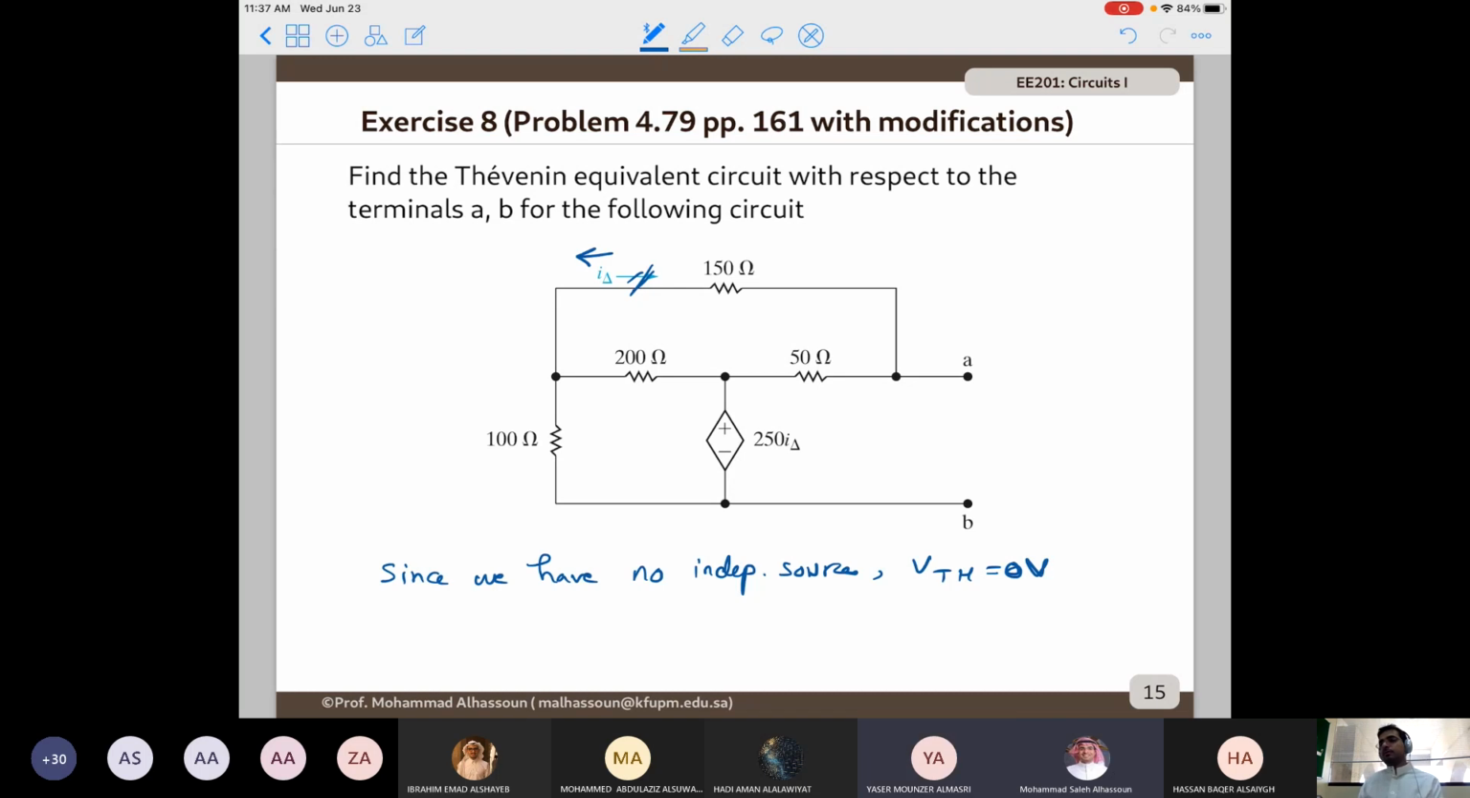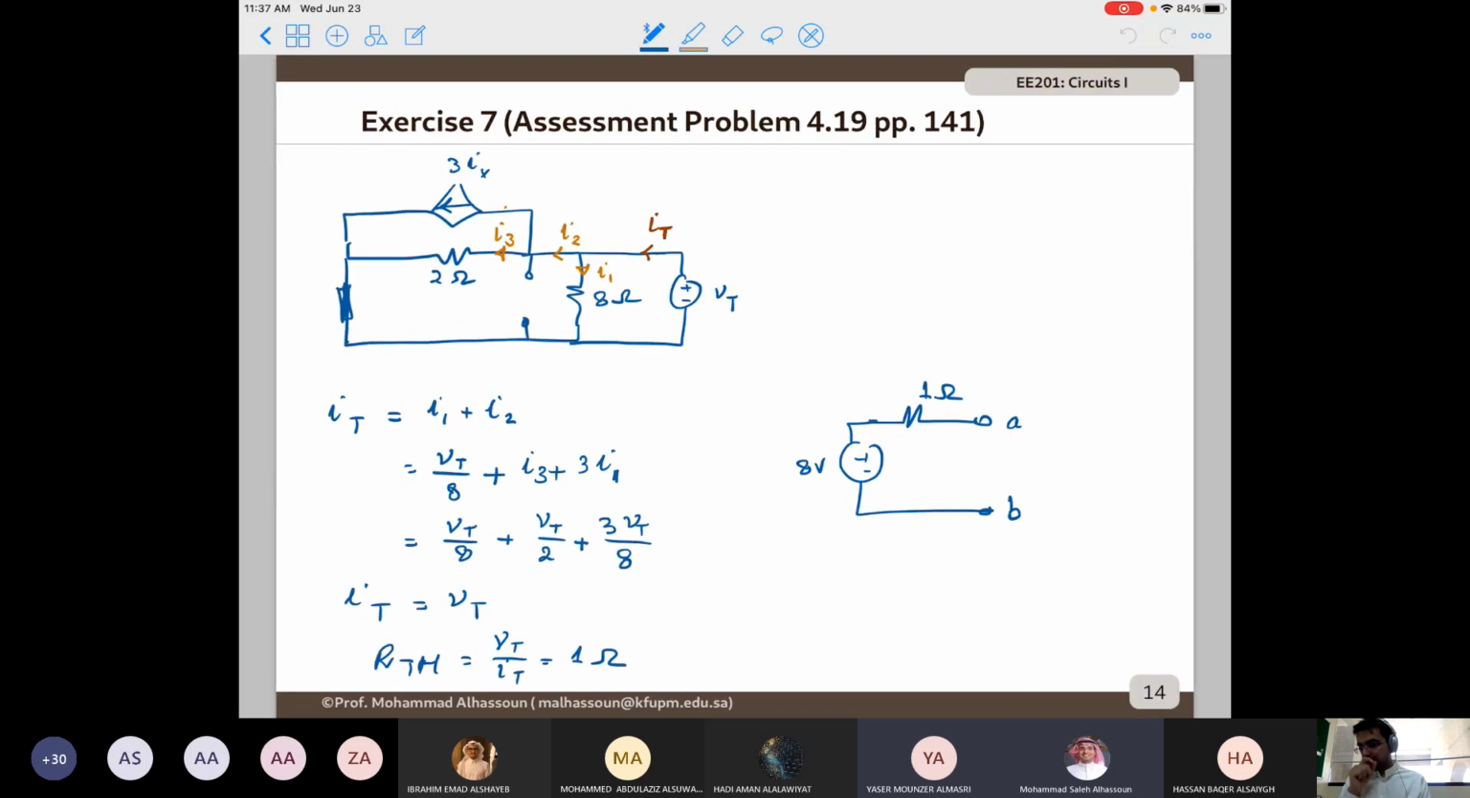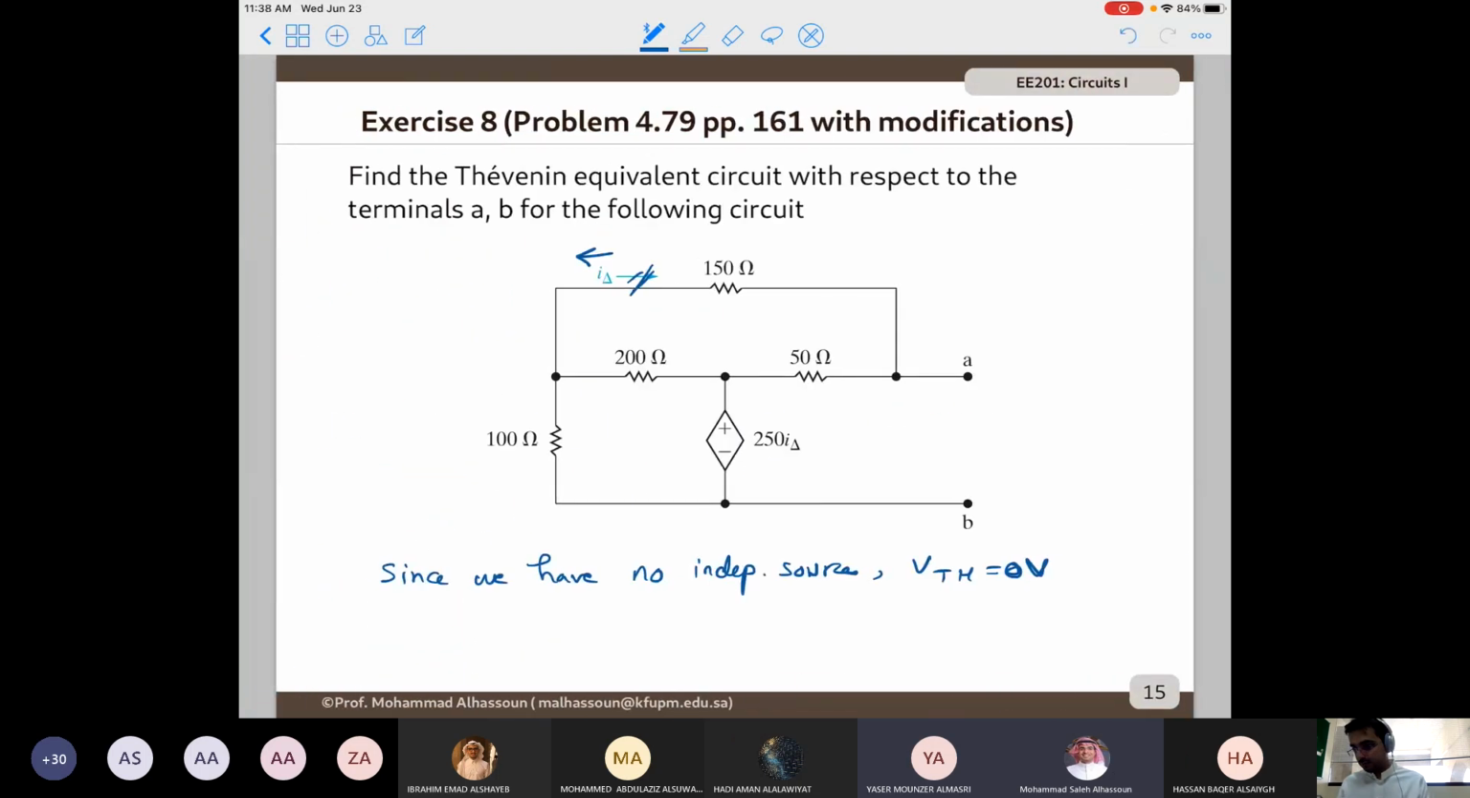Yes, yes. Doctor, I did not get why V Thevenin is equal to 0 if we don't have any independent sources in the circuit, so we don't have any voltage. Yes. It's like you don't have a battery in your circuit and you're trying to measure that. I have a dependent source here, but this dependent source will not generate current or voltage by itself. It needs some power to be modified or excited.